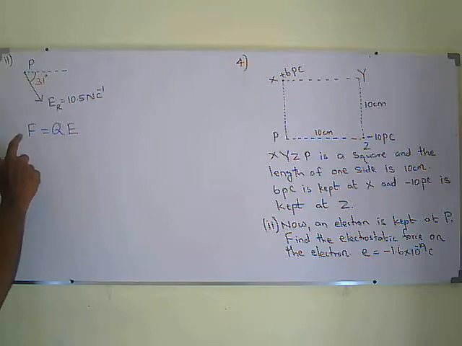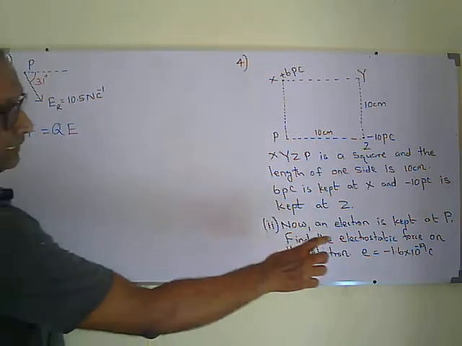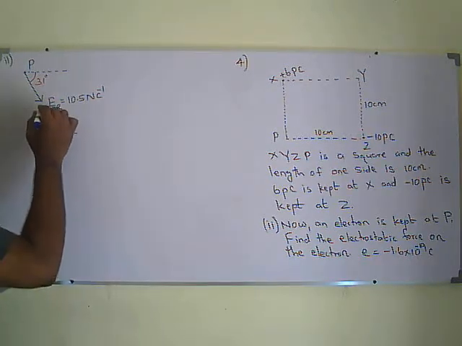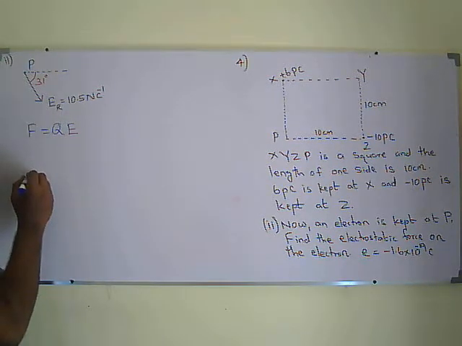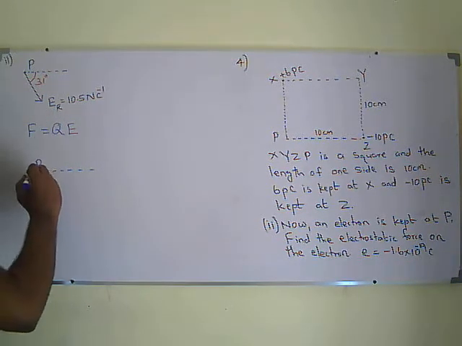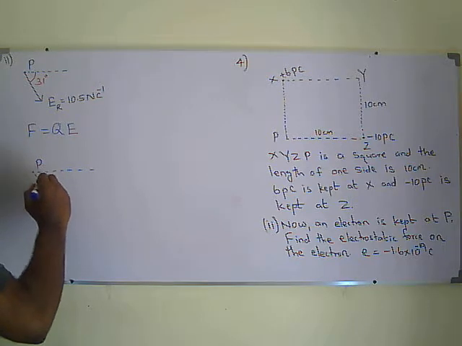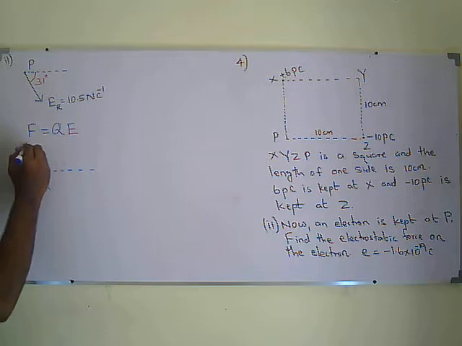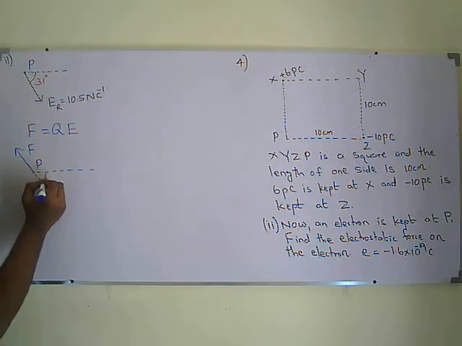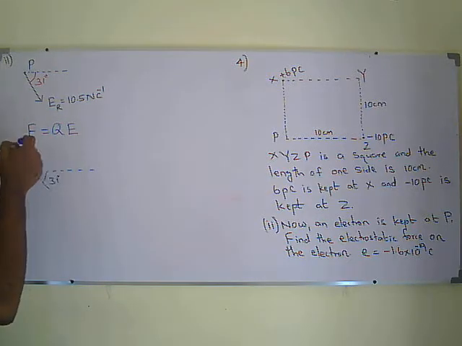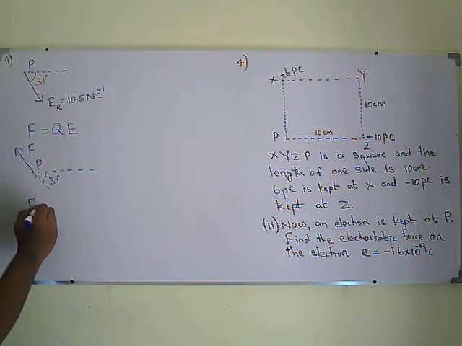So when you keep a negatively charged electron, it will experience electrostatic force on the same line in the opposite direction. If this is the point P, the electric field strength is this way, so the electrostatic force on the electron will be this way, making the same angle, 31 degrees. I can find the magnitude by using F equals QE.